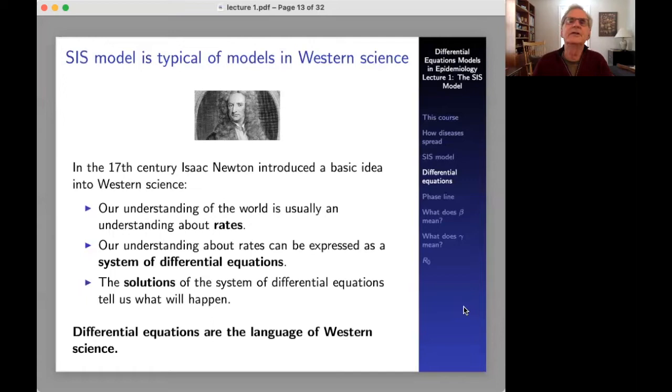The SIS model is absolutely typical of models that are used in Western science since Isaac Newton. In the 17th century, Isaac Newton introduced a basic idea. Here's his idea. Our understanding of the world is usually an understanding about rates, as with the SIS model. Our understanding about rates can be expressed as a system of differential equations, and it's the solutions of the system of differential equations that are going to tell us what actually happens. Differential equations, since Newton, are the language of Western science.